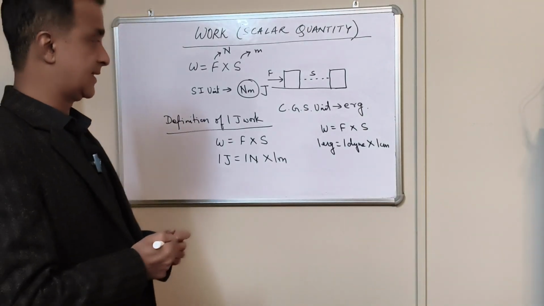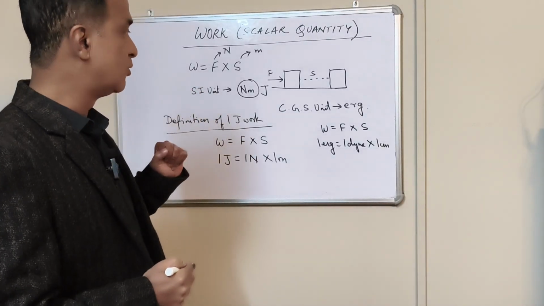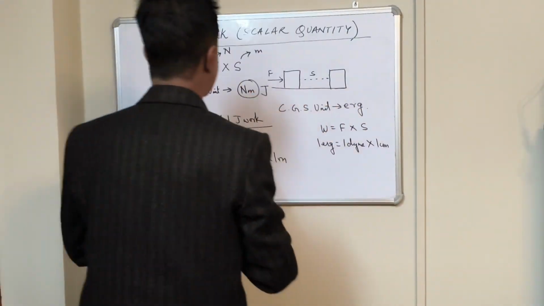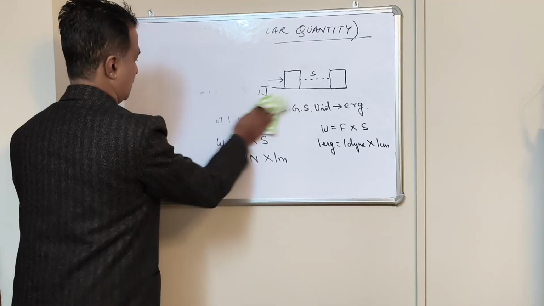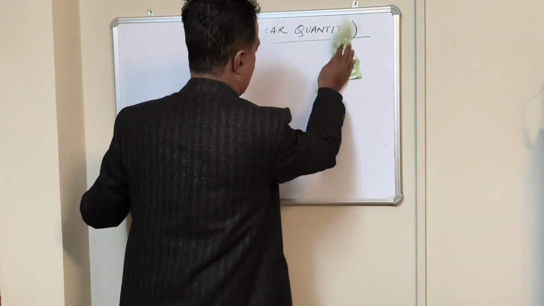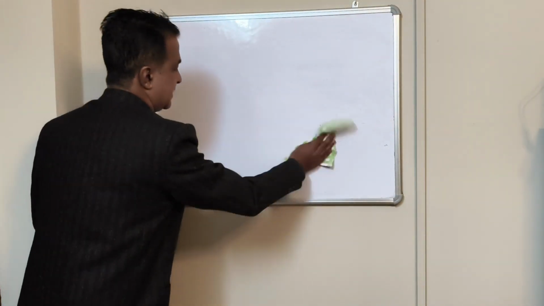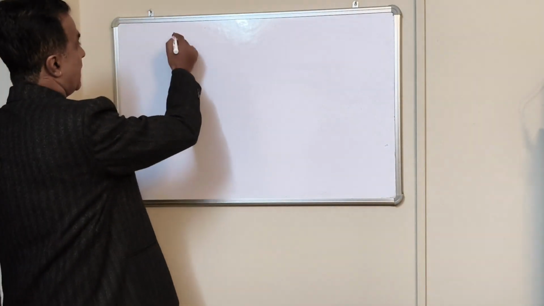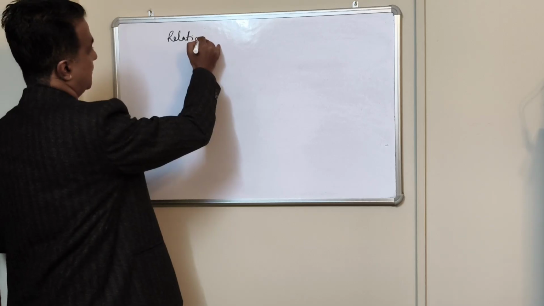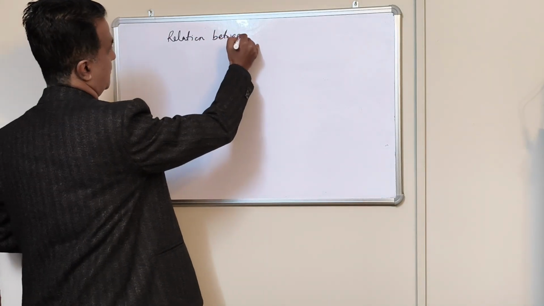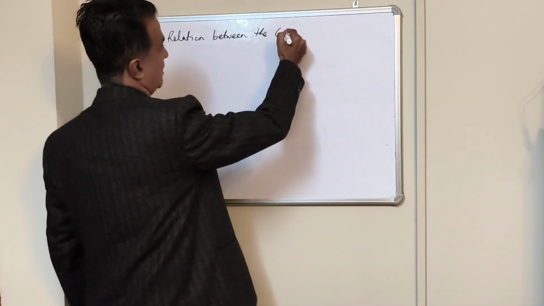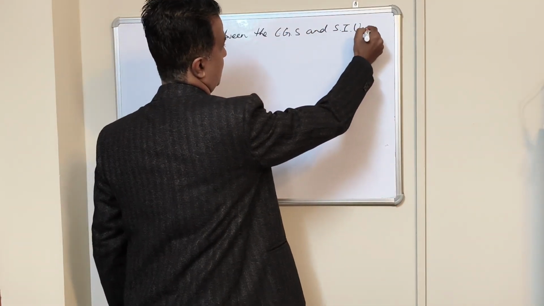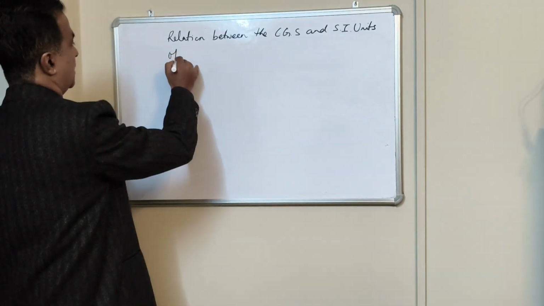Now, since there are two units, the SI unit and the CGS unit, there has to be a relation between the two. Now, let's understand how they are related. Again, this is a derivation which comes quite often in ICSE. Relation between the CGS and SI units of work.